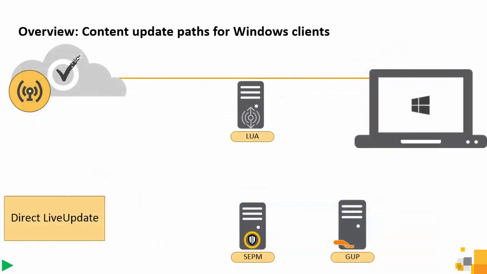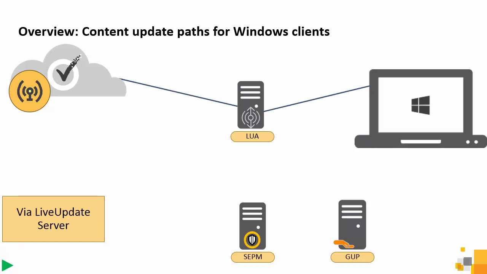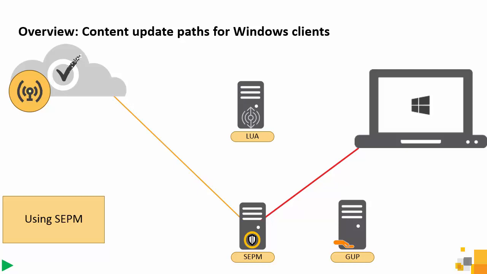In this topic, you describe the Live Update sources for the SUPM and clients. The SUPM can download content from Symantec Live Update servers and internal Live Update servers. There are several content update paths available for the Windows client. The Windows client can download content directly from the SUPM, and you can also configure a GUP, known as a Group Update Provider, to act as a content proxy. The slide shows the SUPM downloading content from Symantec Live Update servers in both instances. The SUPM provides content directly to clients in one or more Group Update Providers.